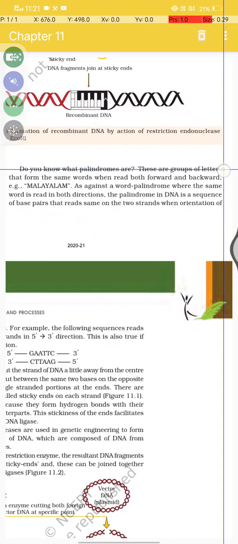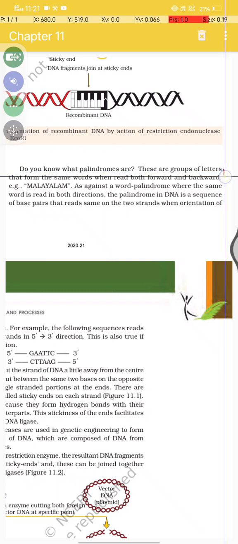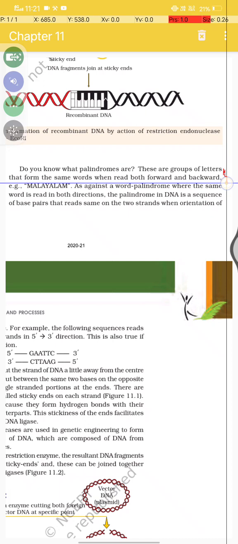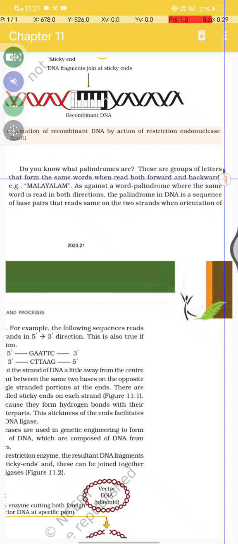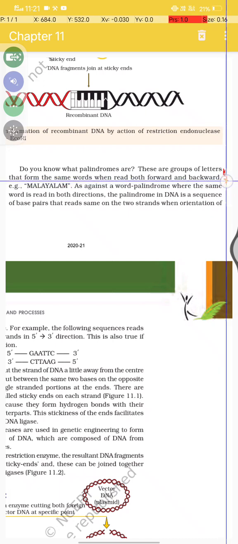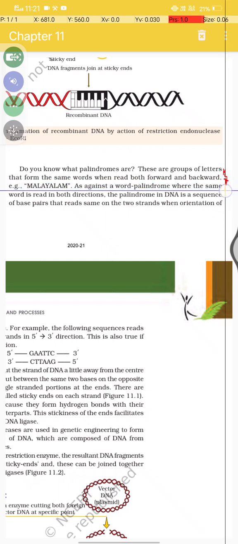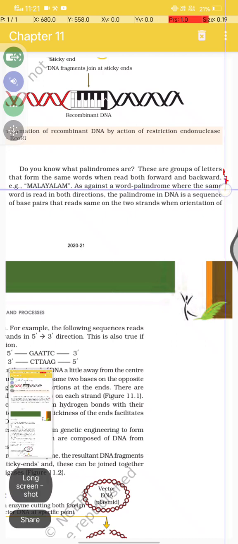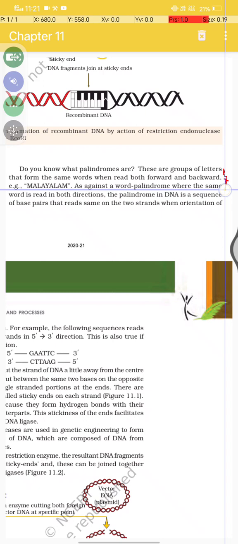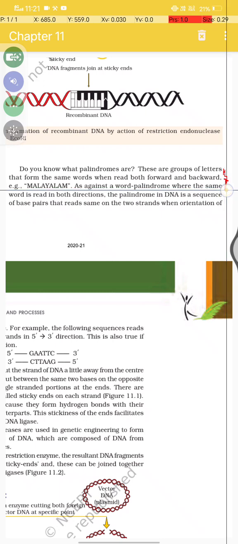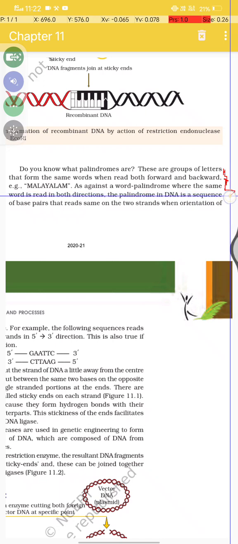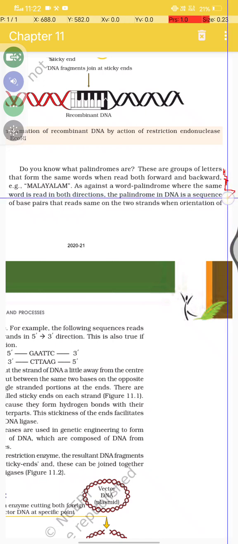Do you know what palindromes are? These are a group of letters that form the same words when read both forward and backward. Example: Malayalam. That's a great example. Malayalam is the name which reads the same whether you read it from the front or from the back. As against the word palindrome, it is the same word in both directions.